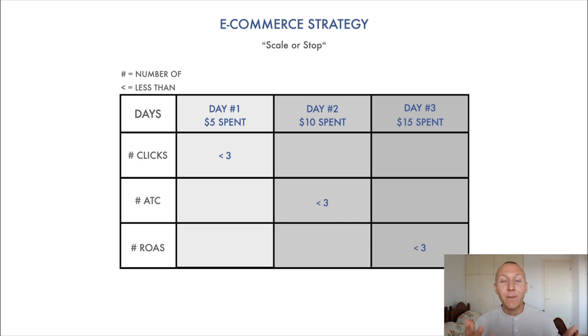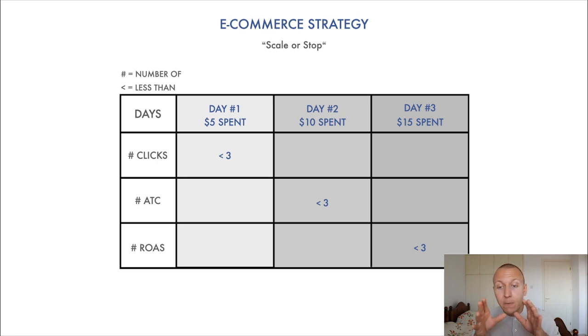All right. And the final step is that you need to have a return on ad spend, ROAS, of at least 3. So that means that for every dollar that you spend on your ad set, you're going to need to get at least $3 in return. So for example, if you're spending $5, you should be getting at least $15 back. That is a return on ad spend of 3.